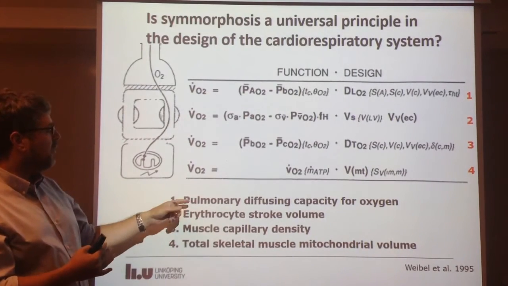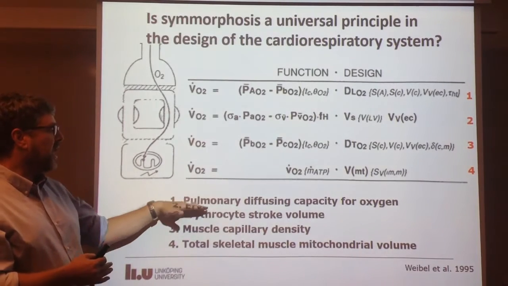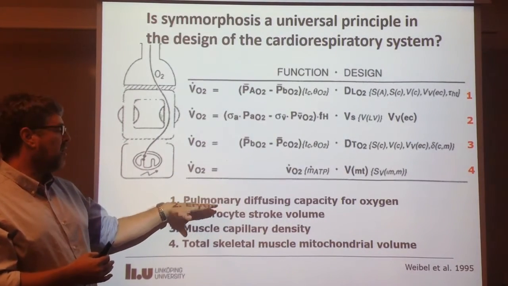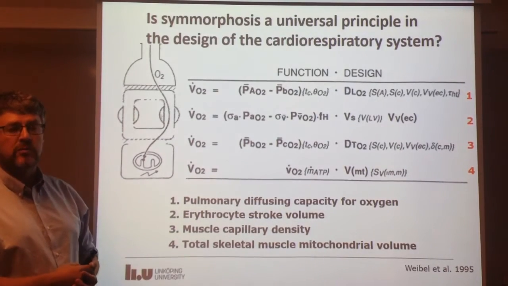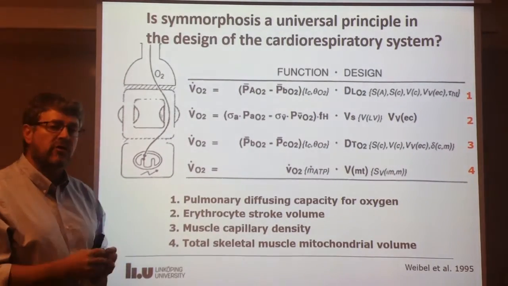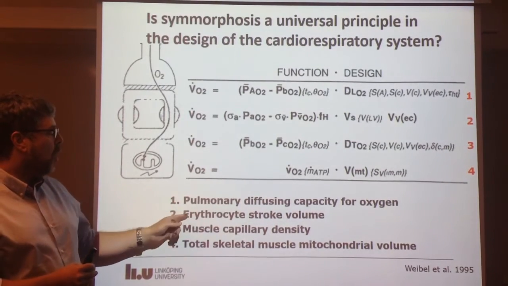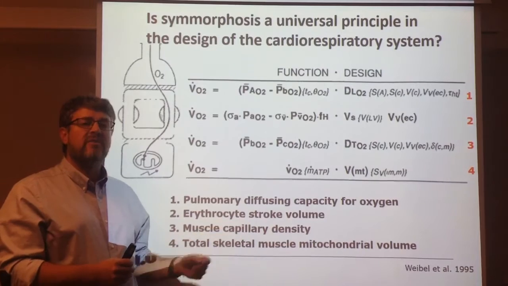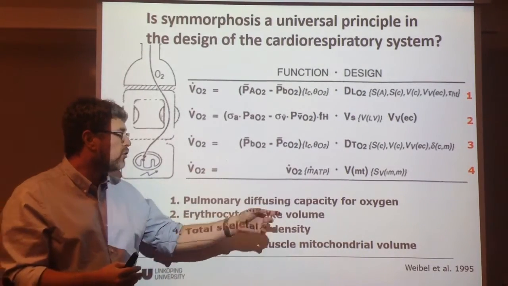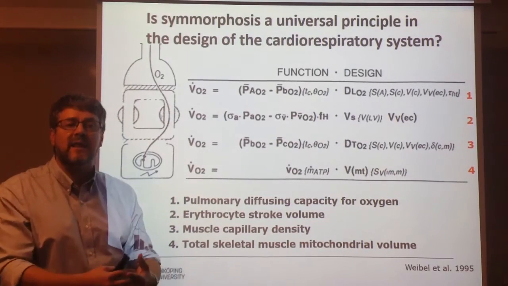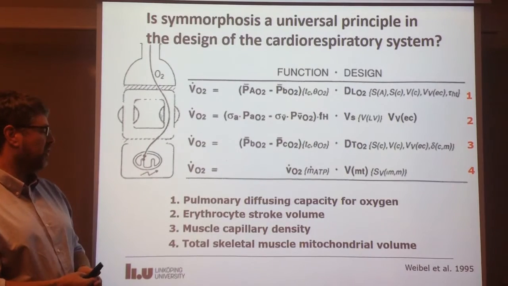If we consider the level of the ventilation, the respiratory system, the key parameter to look at here is the pulmonary diffusion capacity of the lung for oxygen. And the authors set up to measure this. As a second step, in the circulation, it has to do with the number of erythrocytes and the stroke volume of the heart, a parameter that they combine and call erythrocyte stroke volume, the capability of the blood of the cardiovascular system to transport oxygen.